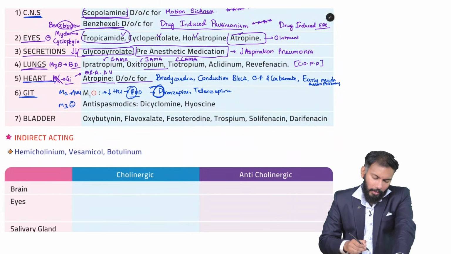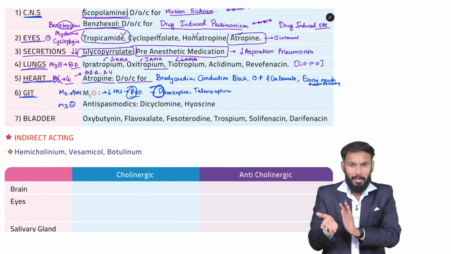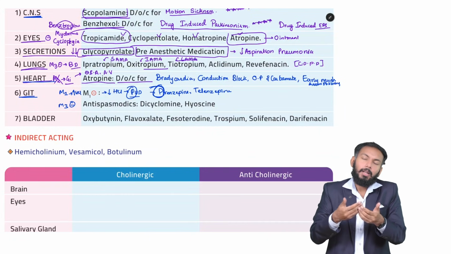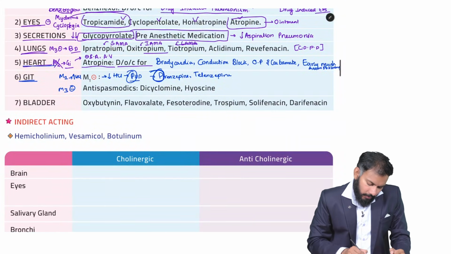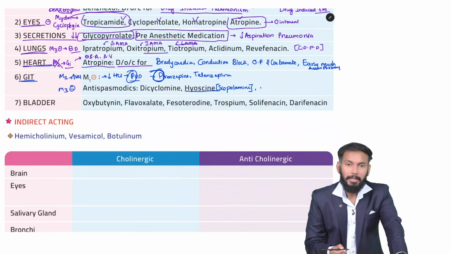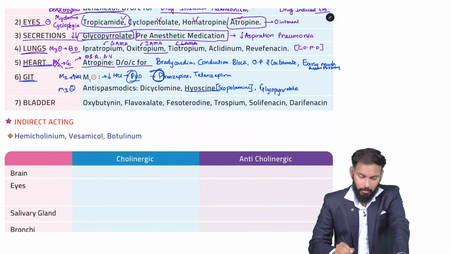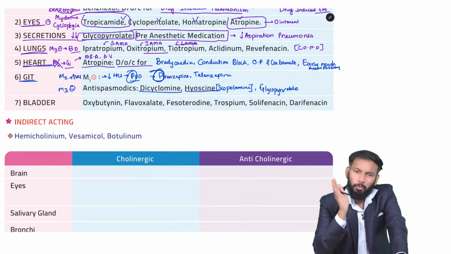Now, if you block the M3 receptor, M3 is causing the contraction. So, if you are blocking the M3 receptor, it is decreasing the contraction, which means it is relieving the spasm. So, that is why we call them antispasmodics. Now, what are the drugs? You've already studied this. One is hyoscine. Hyoscine is also known as scopolamine. Scopolamine is the drug of choice in motion sickness. Next is glycopyrrolate. Glycopyrrolate is also used for pre-anesthetic medication. The other one is dicyclomine. Only other drug you have to remember. Yes, this is commonly used as well.